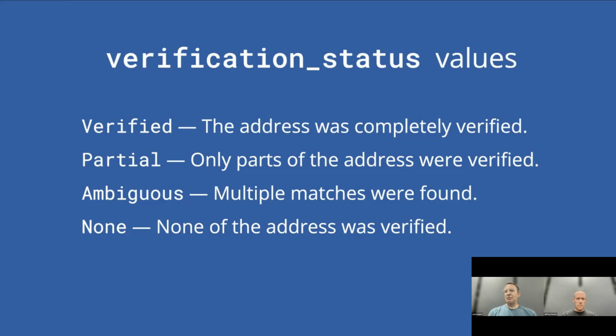Ambiguous doesn't mean the address is bad. It just means we got more than one response for that particular address. And in that case, you'll want to check the address precision of each of the address candidates. See more about that in a moment. And then a verification status of none means none of the address was verified.